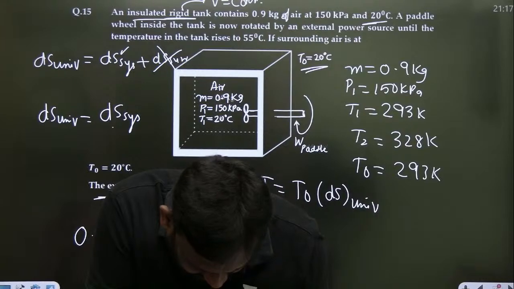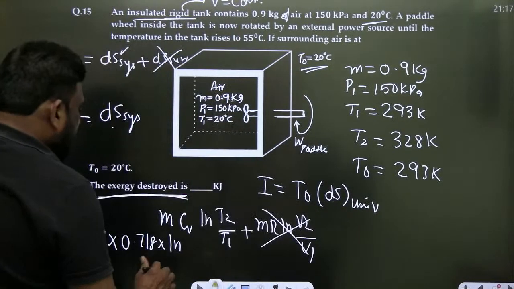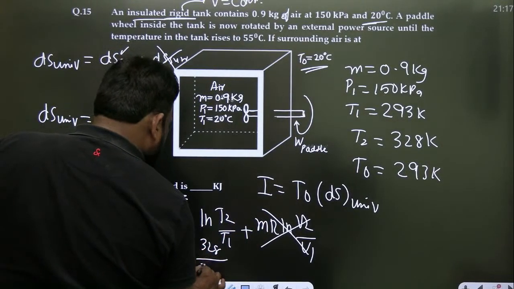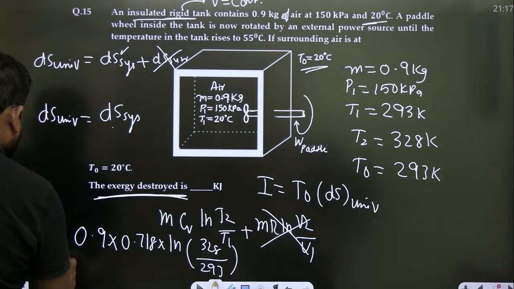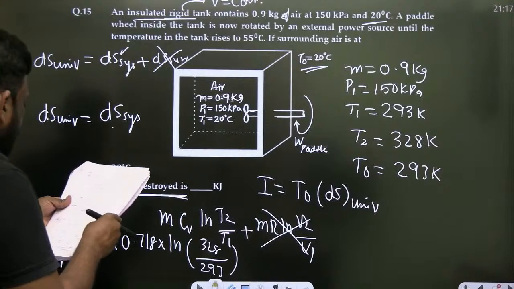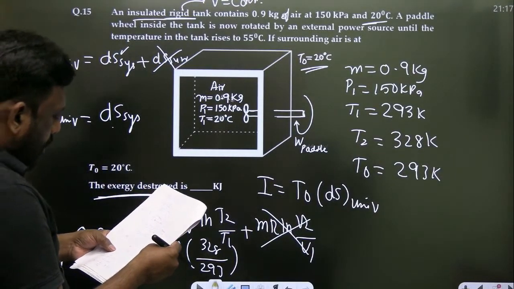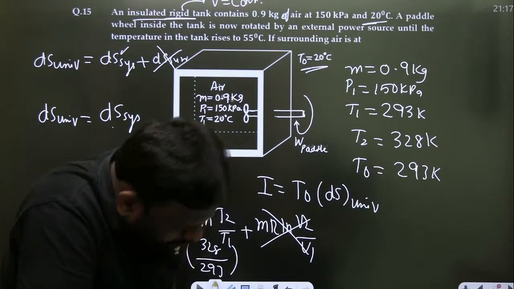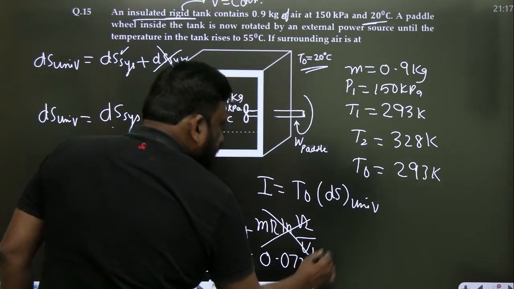मयांक एक बार चेक कर लेना. T2 by T1. Final temperature is 328 and the initial is 293. So what is the entropy change of system? What is the entropy change of system, sir? Anyone? 0.0729. मयांक एक बार फिर चेक करना. 0.0729. तो पुट करो यहाँ पे.